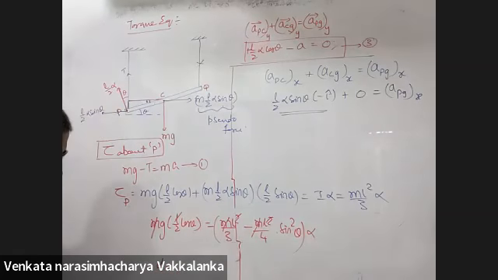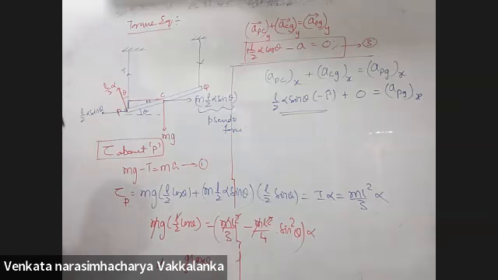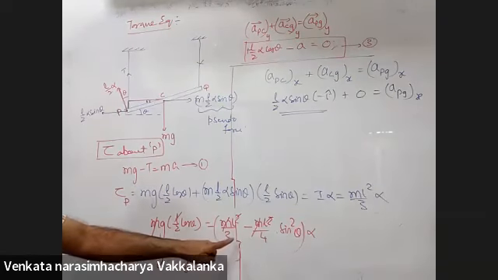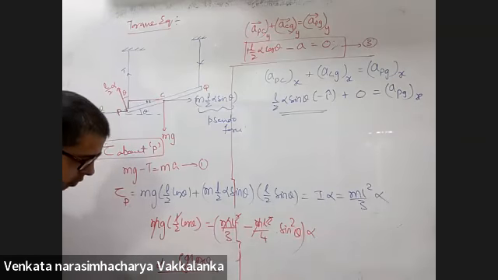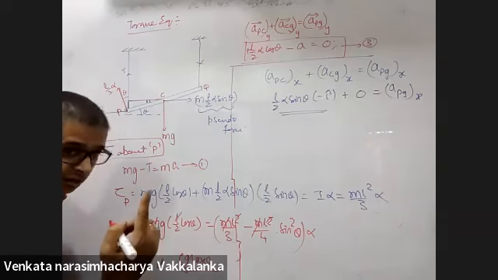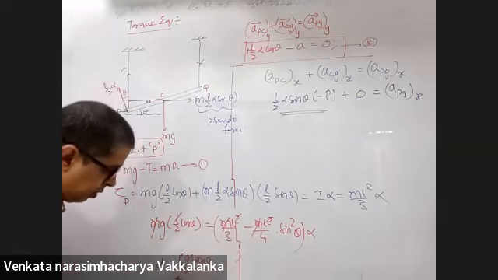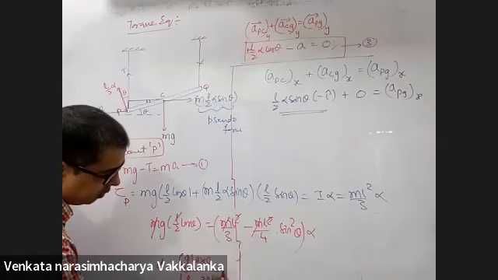Alpha is how much? 6g cos theta upon 4L minus 3L sin square theta. Yes. Sir, did I get 6g cos theta in the numerator? Yes, 6g cos theta in the numerator. So alpha is 6g cos theta divided by 4L minus 3L sin squared theta. Yes, sir.